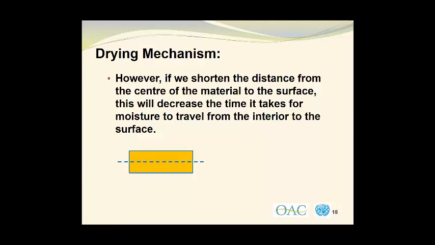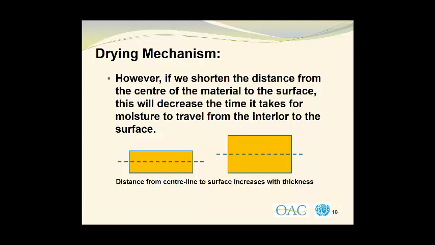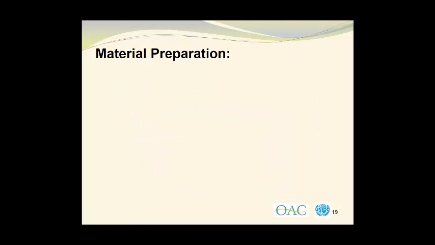So here we have a thin slice of mango represented by this diagram and a thicker slice represented by this diagram. And in both cases, we've shown the center line as the dashed blue line. The distance from the center line to the surface naturally increases with thickness. So here in the diagram on the left, you can see that there is a rather short distance to travel compared to the distance from the center line to the surface in the diagram on the right for the thicker slice of mango. And the time for diffusion to the surface will increase as the thickness increases.